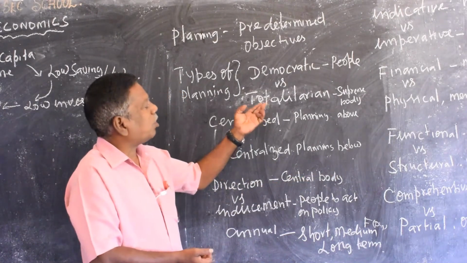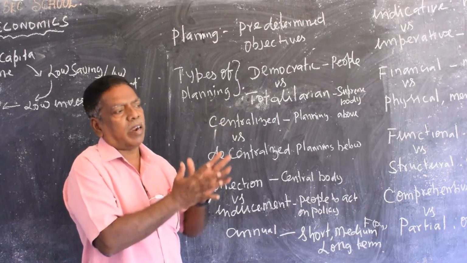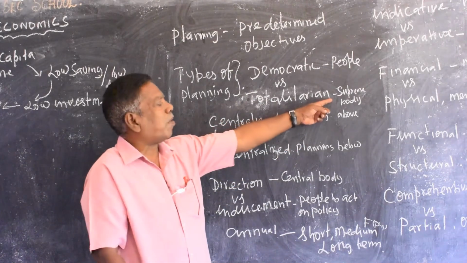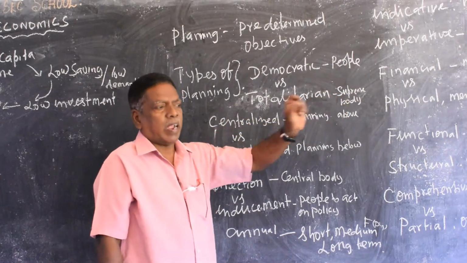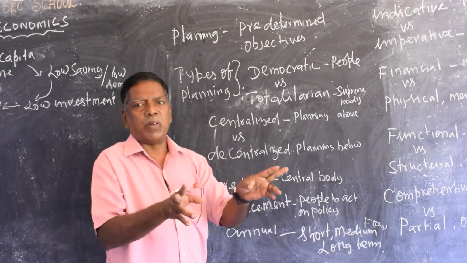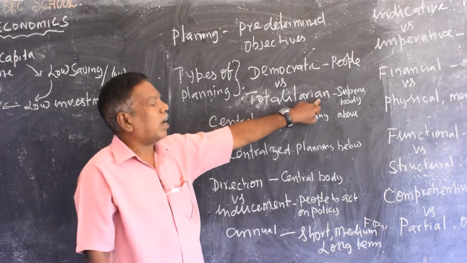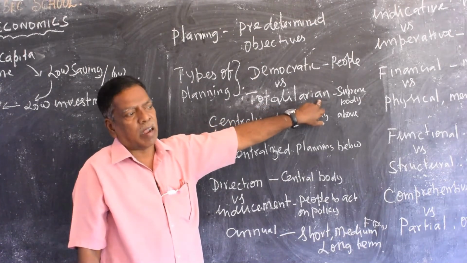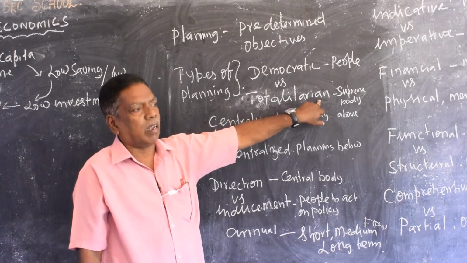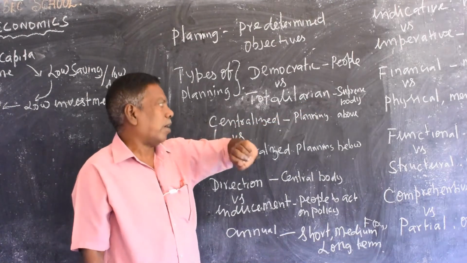So that is centralized work. We call it centralized authority, or centralized work with a supreme body. Within this body we have either a single person or a team of persons who decide. So it is democratic versus totalitarian. And this type of planning happens in communist countries, that is Russia and China.